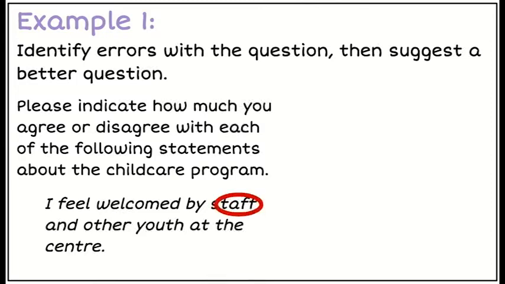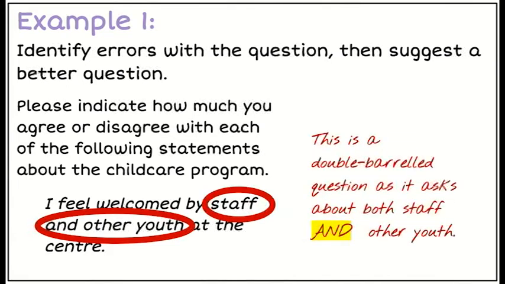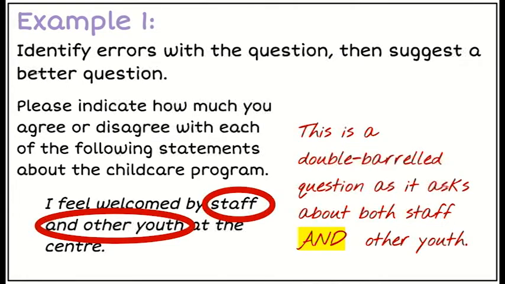So I might say, okay, well this one talks about being welcomed by staff and other youth. So it's asking me 2 questions within one. I have to think, was I welcomed by staff? Yes or no. Did I feel welcomed by other youth? Yes or no. And I need to answer both of those questions to answer this entire sentence. So this is what we call a double-barreled question.